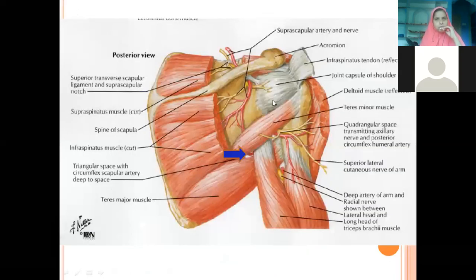This picture is also, now you remember like we had suprascapular notch, suprascapular ligament, suprascapular vessels and nerves, which you can see here actually, suprascapular artery and nerve. These are suprascapular arteries coming as a branch of subclavian. Okay, this is circumflex.